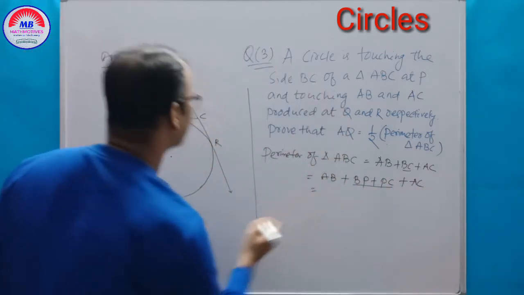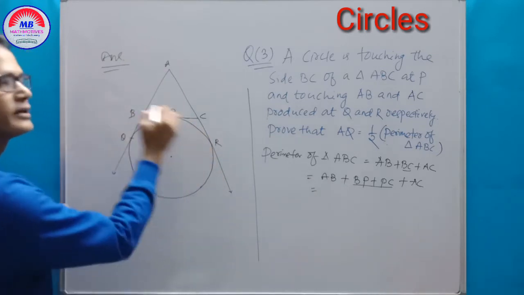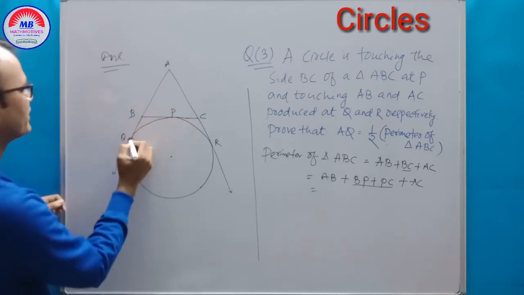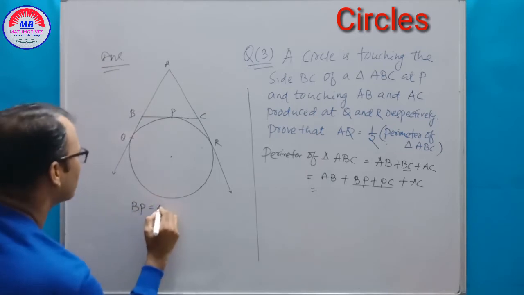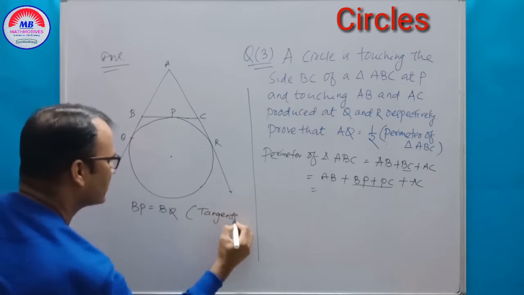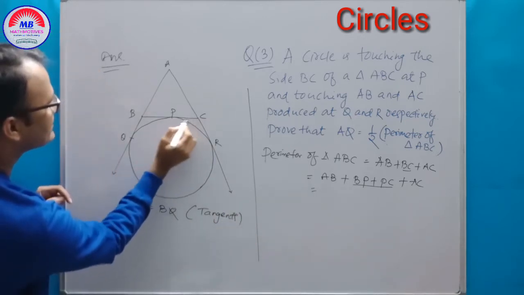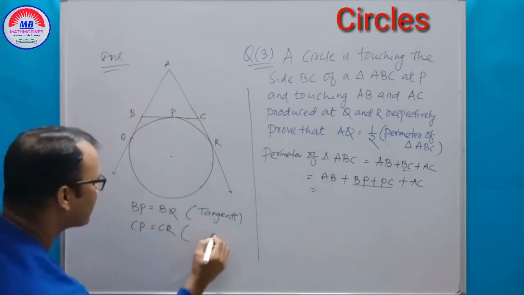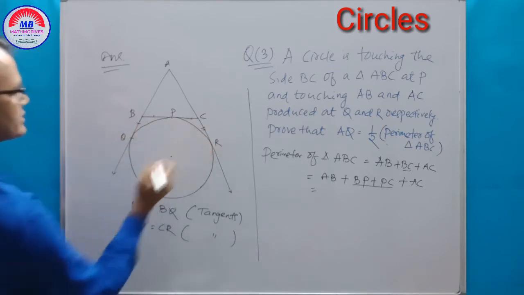Now you see here, from point B, which is an outside point of the circle, there are two tangents, BP and BQ. So you can write BP is equal to BQ, right? Tangents are equal. Similarly, from C, two tangents, CP and CR. So CP equals CR.